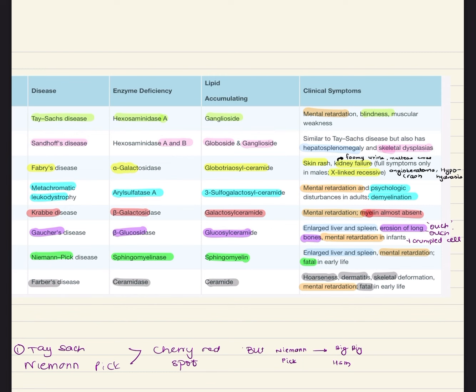In Niemann-Pick, we spoke about enlarged liver and spleen, cherry red spot, and no other feature. In Farber's, hoarseness and dermatitis because of ceramide. That's all.